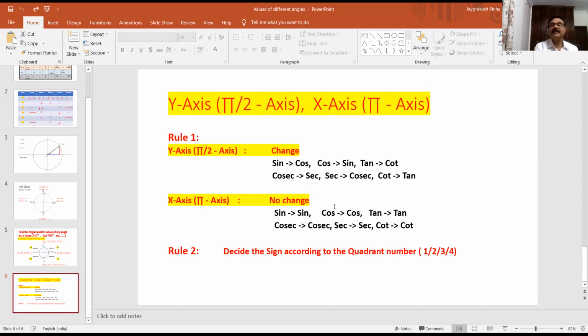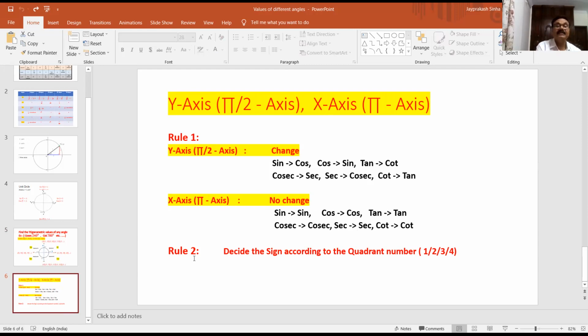Means if somebody tells you to find the value of 210 degree, so 210 degree means it is 180 degree plus 30 degree. So it will lie in the third quadrant. But because it is 180 degree plus, means pi plus 30, you are trying to get the values around the pi axis. So on the pi axis there is no change. Sine will remain sine only, cos will remain cos only, tan will remain tan only, cosec will remain cosec only, and sec will remain sec only, cot will remain cot only.